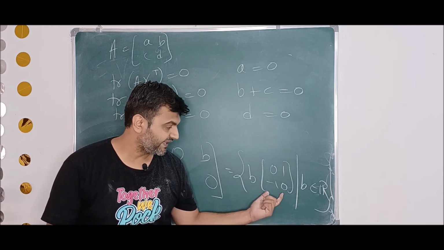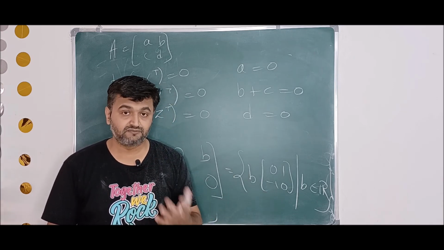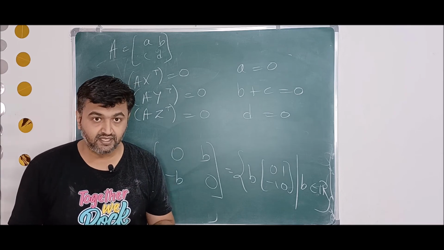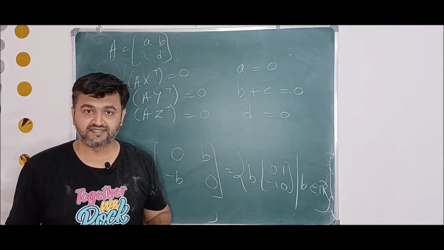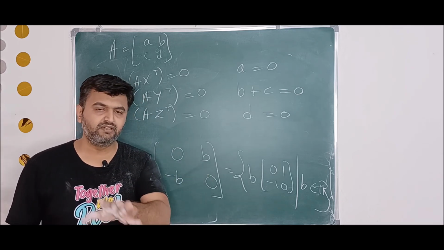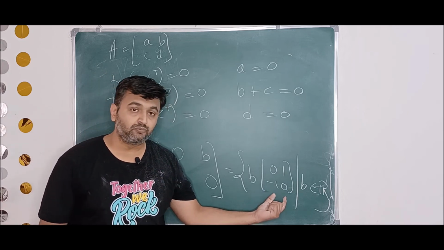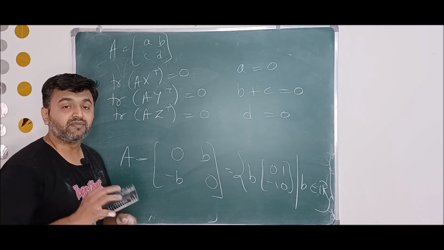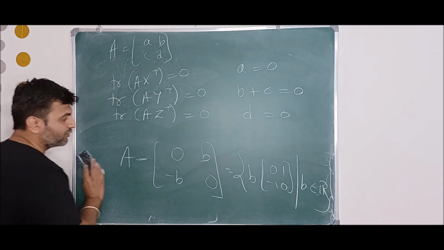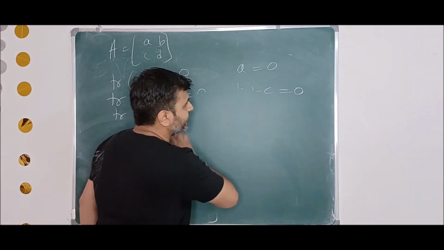And you can see it is spanned by only one vector. And that's what the dimension of skew symmetric matrices of order 2 cross 2 is. Dimension is 1. Again, for this also I will post the link in the description. So this is the orthogonal complement for the set of symmetric matrices. Okay, now let me take one last example and then we will stop.